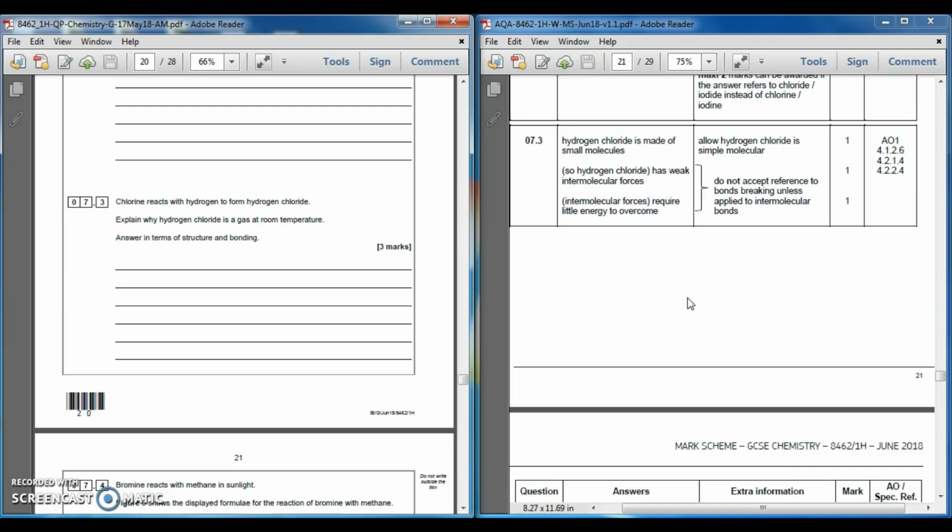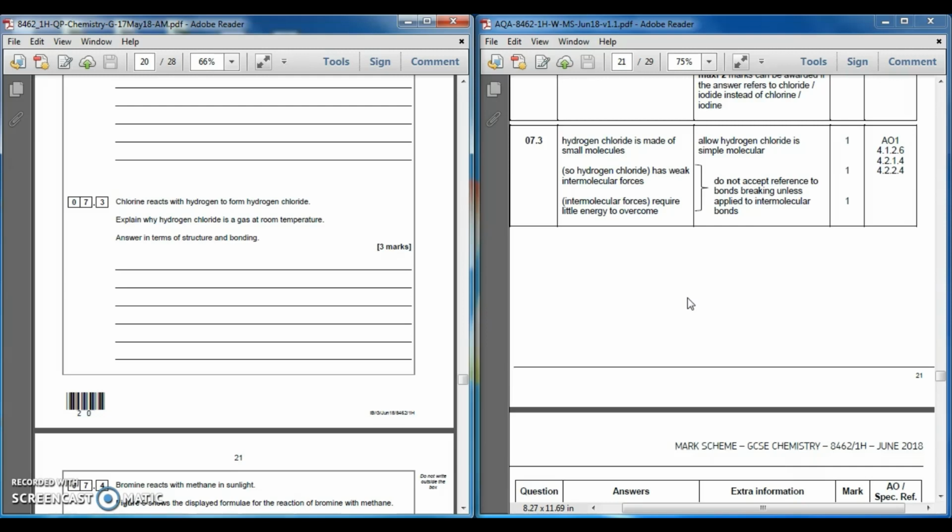I was impressed that people did remember what I said, that they have weak intermolecular forces. I allowed you to say intermolecular bonds, but if you just said weak bonds, you're lying, because the bond between the hydrogen and chlorine is incredibly strong. It's a covalent bond. It's really strong, the same ones you find in diamond. The intermolecular, or the bonds between molecules, better to say the intermolecular forces, they're weak.